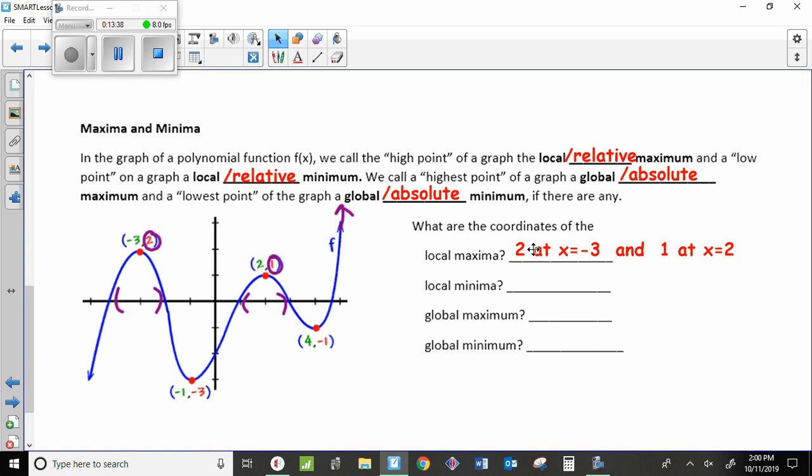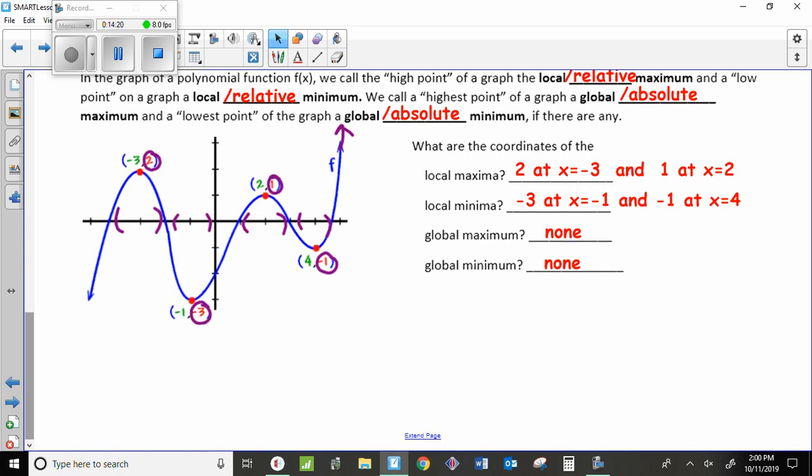Same is true for the minimum values. If you look here, -3 is the minimum value for this particular interval of x values. And then it's also -1 for this particular interval, but not necessarily for the entire domain. So we say they are the local minima: -3 at x equals -1, and -1 at x equals 4. There is no global maximum or minimum, because again, this graph can go on as far as it can and go down without bounds. And that's all for the introduction of polynomial functions.